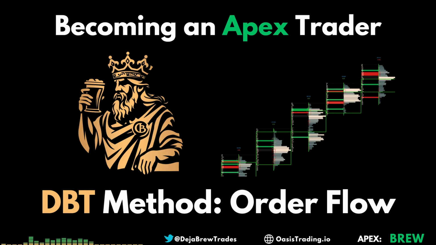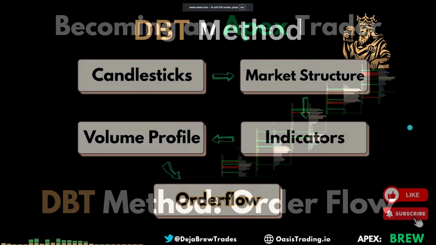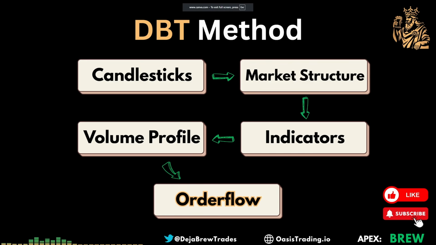This is going to be our fifth and final video in this series, and today we will be talking about order flow. If you guys have not already, be sure to check out our first 4 parts in this series. We started off with candlesticks, we moved on to market structure, then we talked about indicators. Last week we talked about volume profile, and finally, we are talking about order flow today.